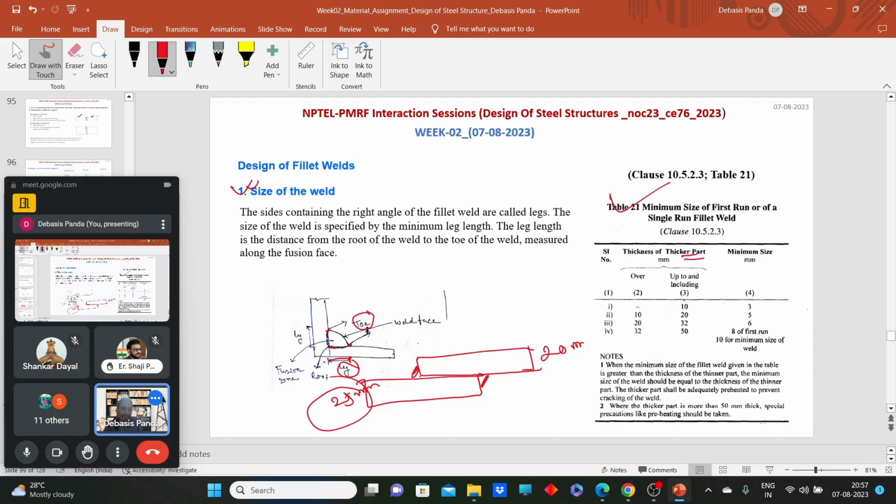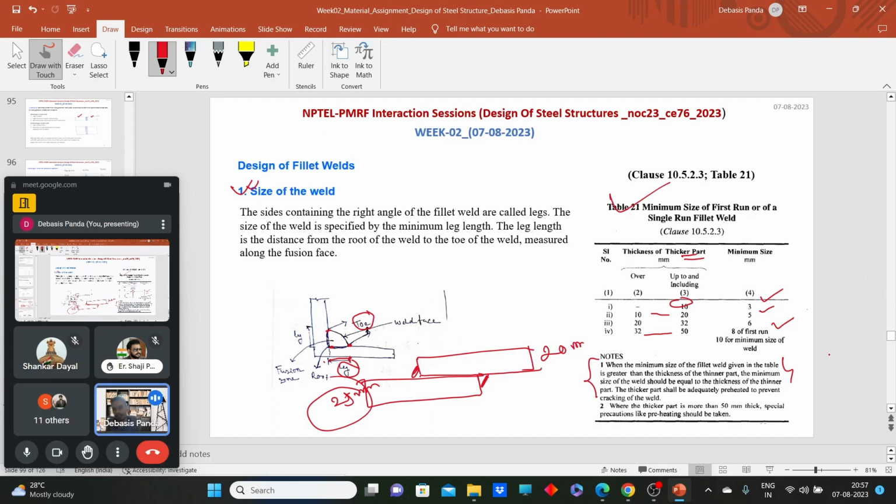So what does it say? If the thickness of the thicker part is up to 10 mm, the minimum size of weld should be 3 mm. If the thickness of the thicker part is between 10 to 20 mm, the minimum size of weld will be 5 mm. When the thickness of the thicker part is 32 to 50 mm, then 8 mm. One more thing: if the minimum size of the weld is more than the thickness of the thinner part, then the thinner part thickness will be considered as the minimum size of the weld. Okay, so this is the minimum.